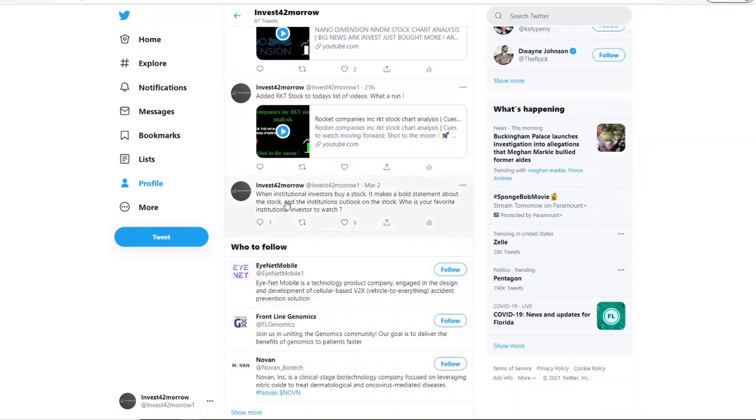So the tweet of the day is: institutional investors buy a stock. It makes a bold statement about the stock and the institution's outlook on the stock. This is why I like to know what institutional investors are buying or looking at, because it makes a bold statement about the company and about what they see moving forward. Who is your favorite institutional investor to watch? That's my question to everyone, and I'm thankful for the one person that commented and stated it was ARK.